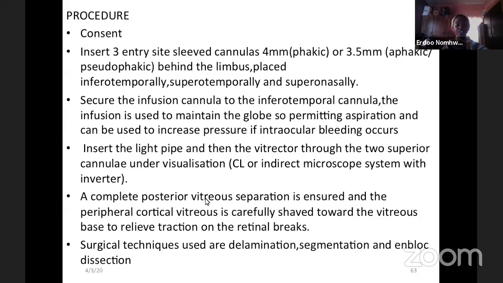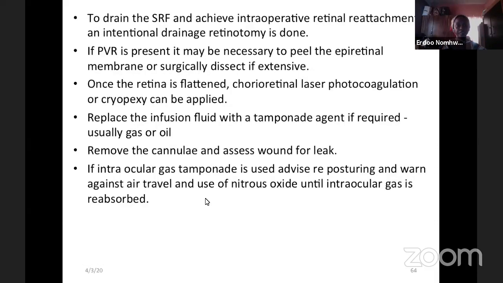And one other thing that can help you when you're doing a vitrectomy, you can inject your triamcinolone or your trypan blue to stain the vitreous so that you're careful and you know exactly what you're doing. And at this point, if there's need to drain the subretinal fluid, you can do that. So you create an intentional drainage retinotomy to help you drain the subretinal fluid if you think it will not reabsorb on its own. And then if the proliferative vitreoretinal membrane is present, like I said earlier, you gently try to peel it, and you do that carefully.